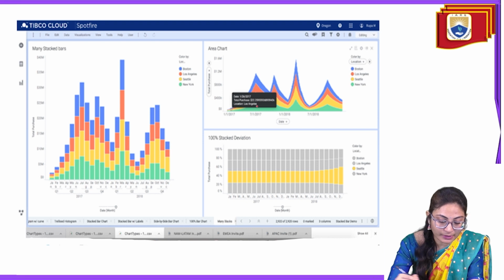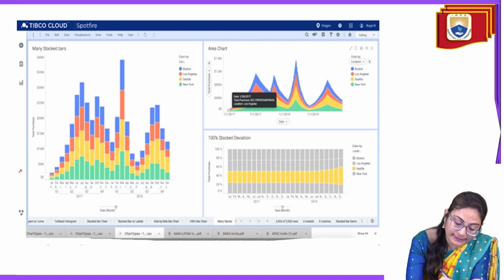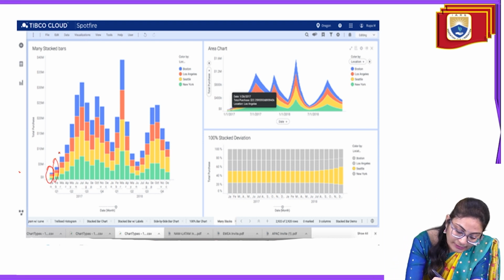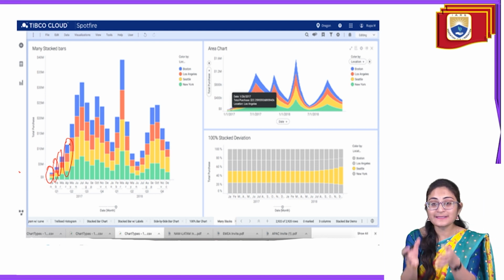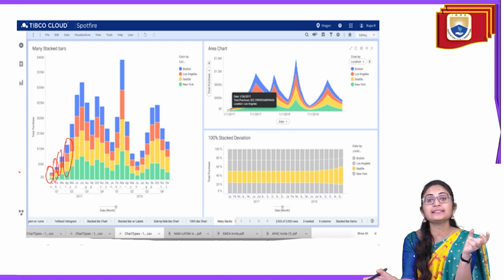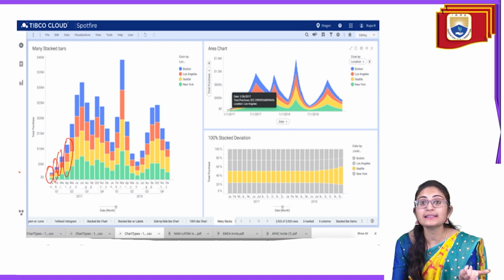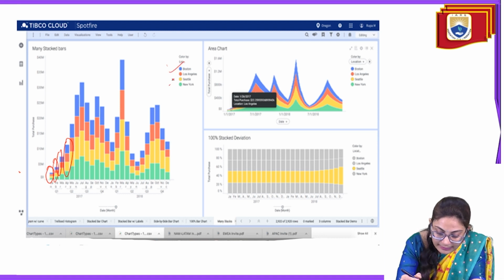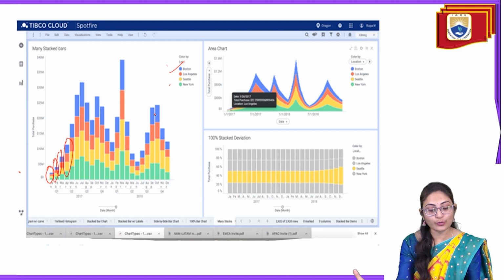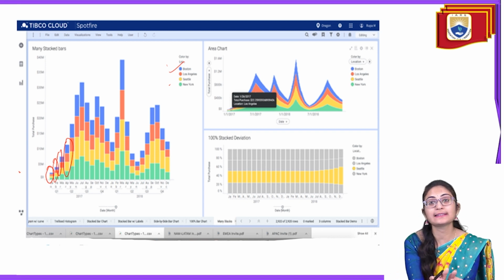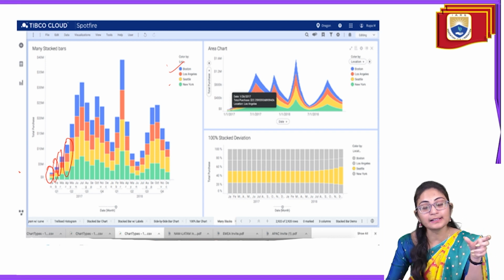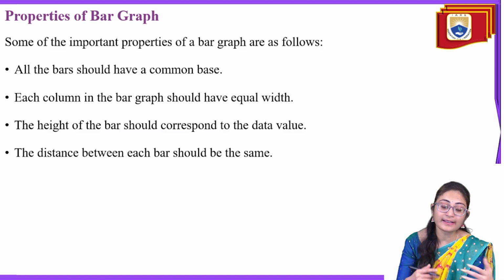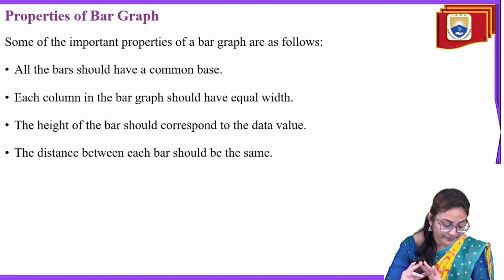You can see this is the chart. Here we can see this data is showing in the form of a stack. That means a single bar we have divided into different groups, and this is showing the different data, like Kent, Lincoln, all data we can see here in the single bar graph. Then there are some properties of the bar graph.